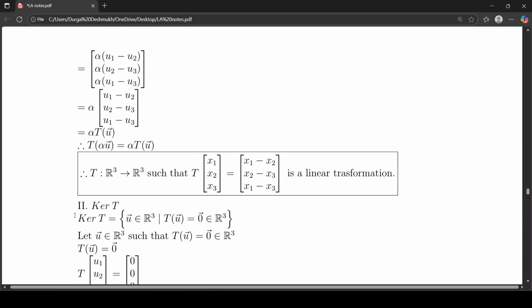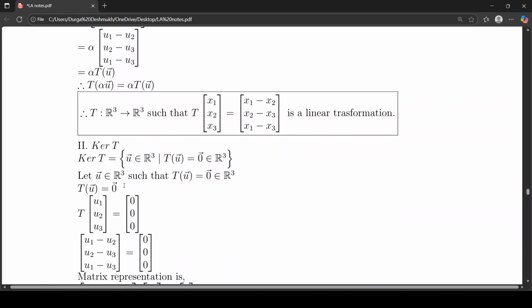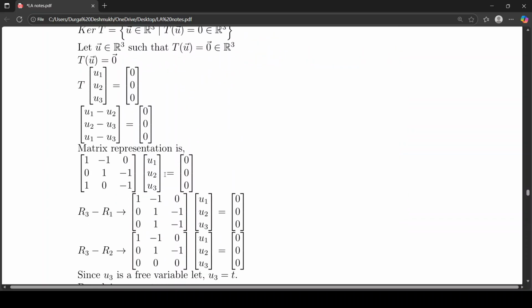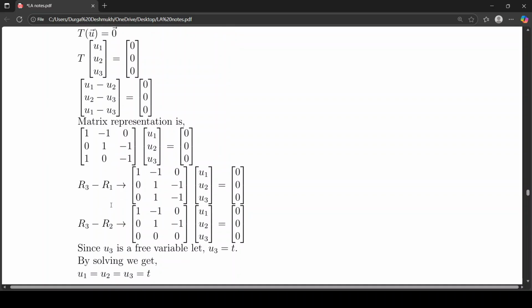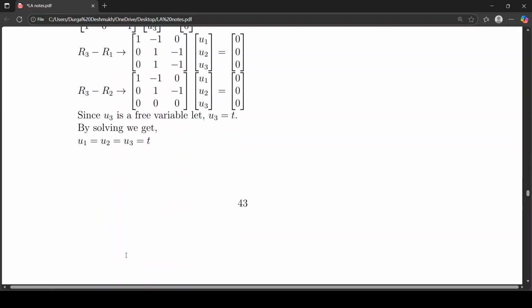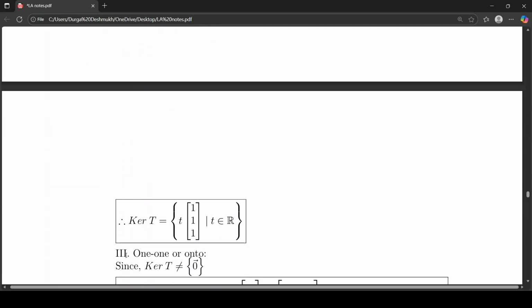Then for the kernel, we will write the definition first. Then we will consider another random element from the first vector space such that the image of this element is 0 in the second vector space. Since we know T of u is 0, we can simply find the matrix representation of this system, then convert it into echelon form and find the solutions. So these solutions are basically the elements of the kernel. So this is the kernel.